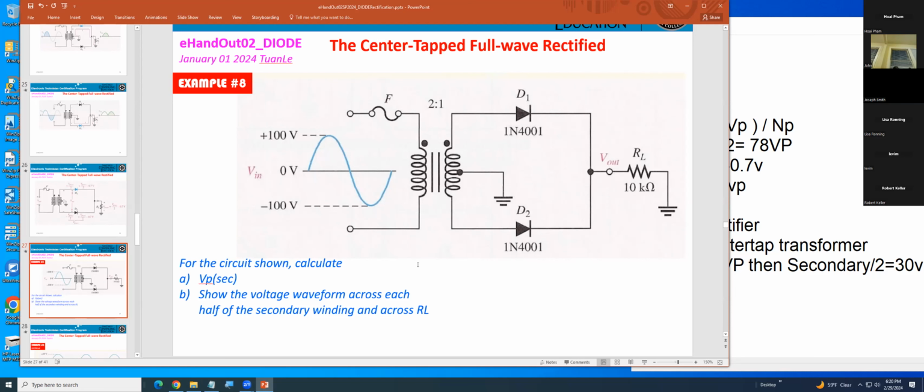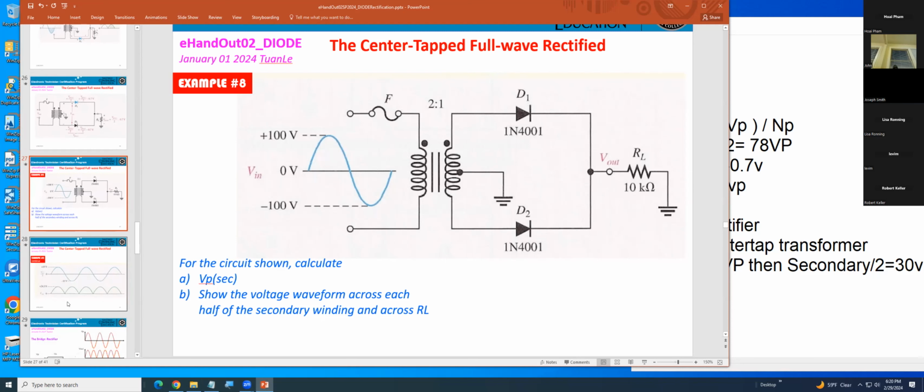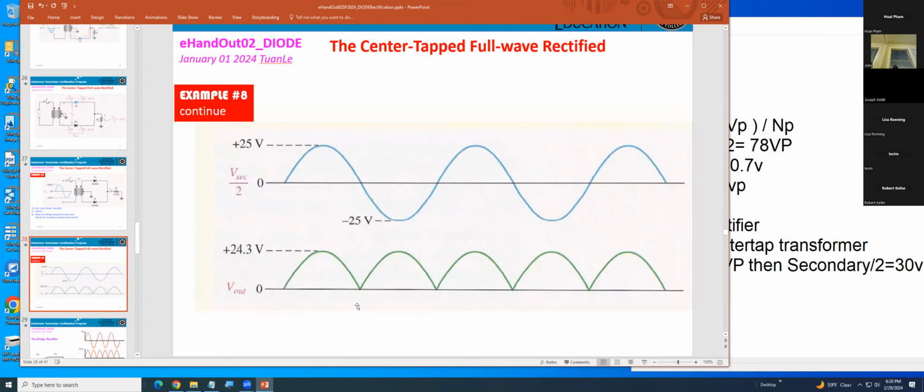Okay, let's see. The voltage waveform across the half. Here, you see that? They show you V secondary divided by 2. So 50 divided by 2 is 25. And now the output will be this one. So 25 minus 0.7. Exactly. That's why you get 24.3.